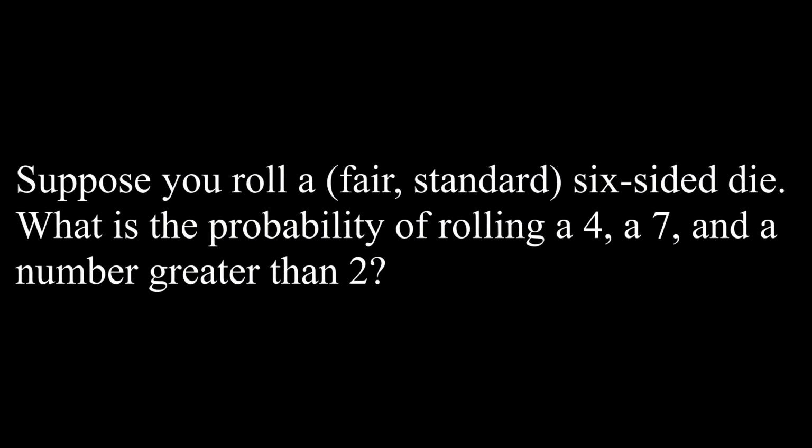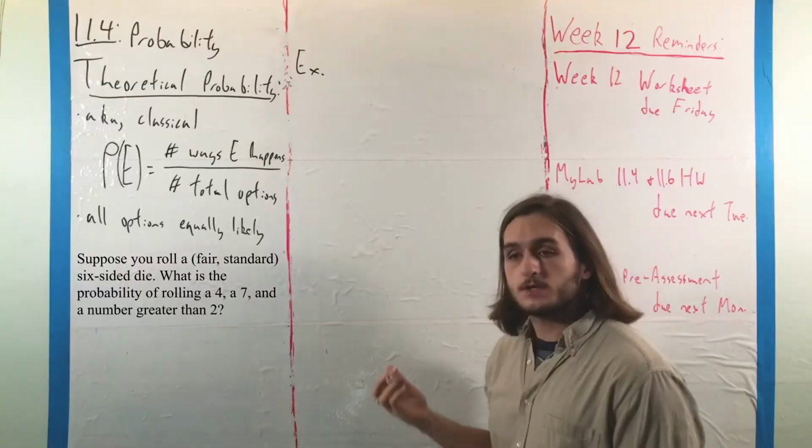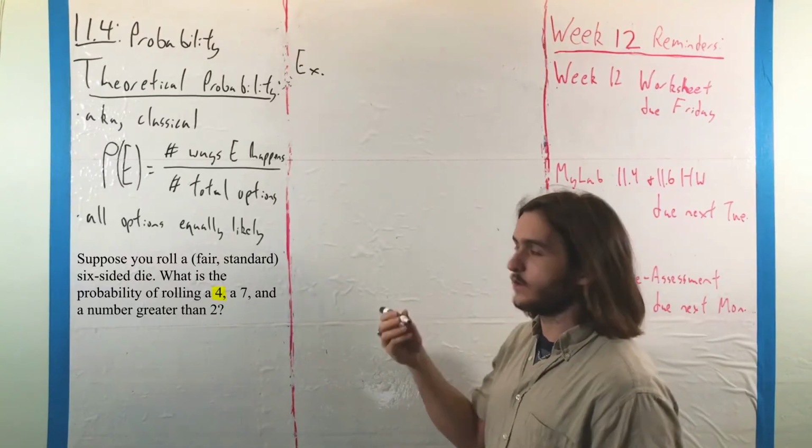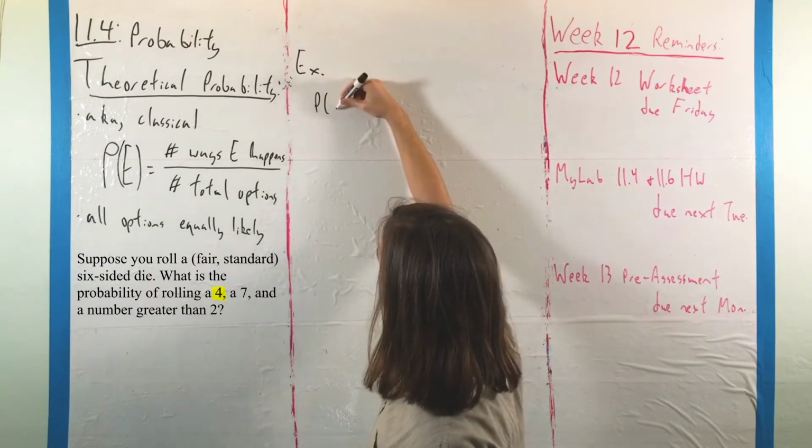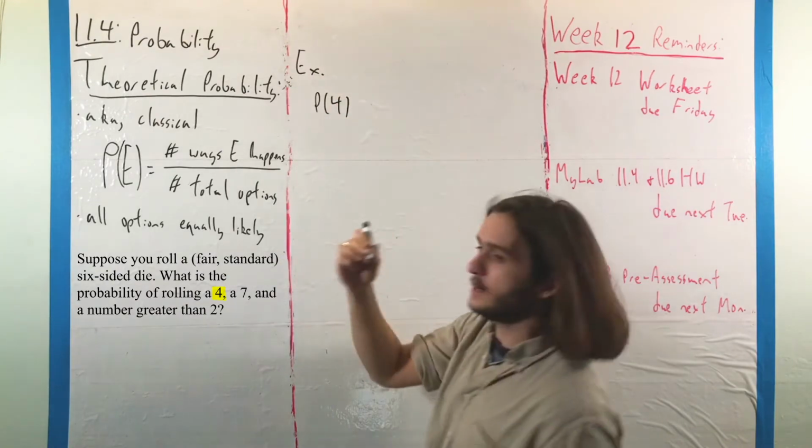So, for example, if we roll a fair, standard six-sided die, let's think about some probabilities here where what we want to do is identify the probability of rolling a 4, a 7, or any number greater than 2. So in that first case, when we're talking about rolling a 4, so let's put that as the probability of a 4.